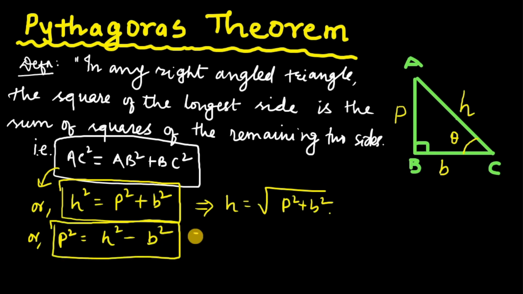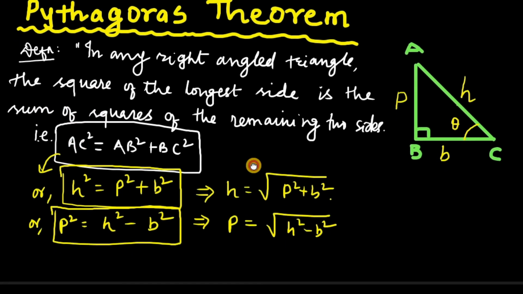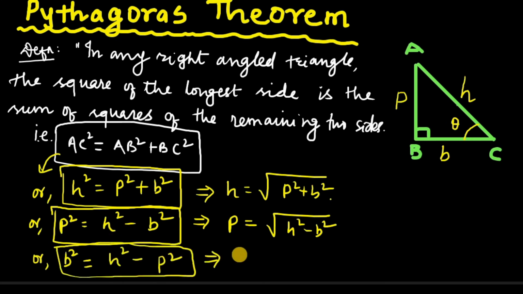This relation also we have got from Pythagoras theorem only, or p equals to root under h square minus b square. Pythagoras theorem or Pythagoras relation, it is the same thing, and finally we get b square equals to h square minus p square, that is b equals to root under h square minus p square. So this is all about Pythagoras theorem.